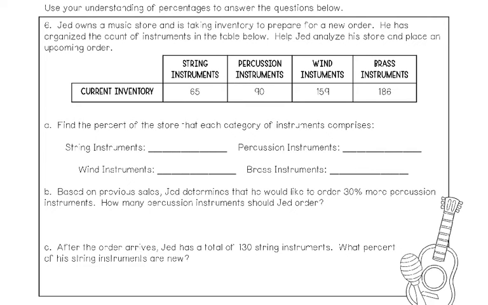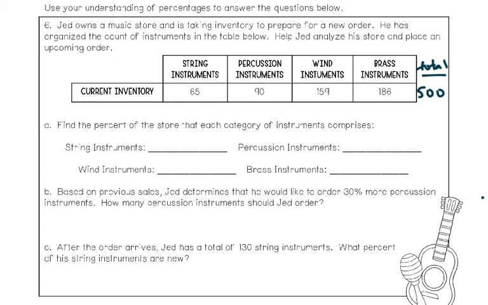So before we do anything else, the first thing we need to do is find the total amount of instruments he has in the store. So take a second and add up all of these instruments. There are 500 instruments in total. After adding up all these instruments, I got 500 total.